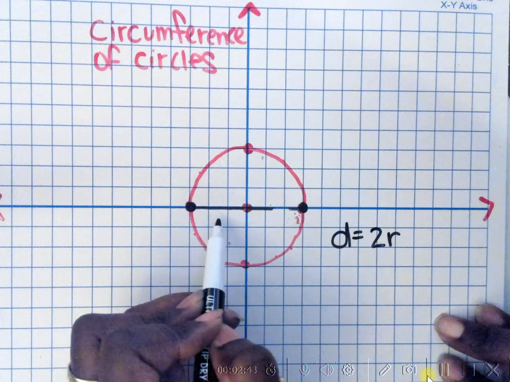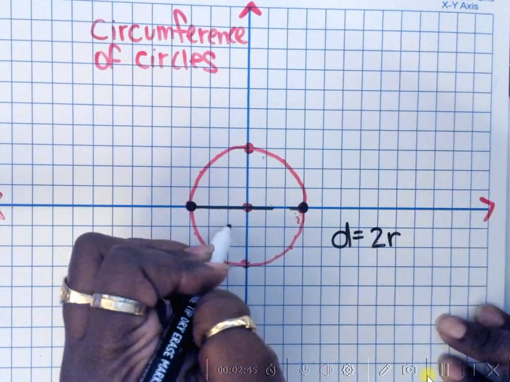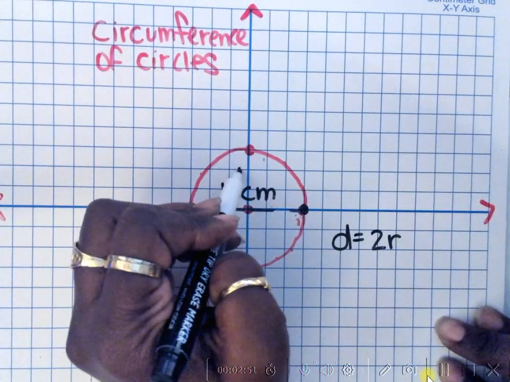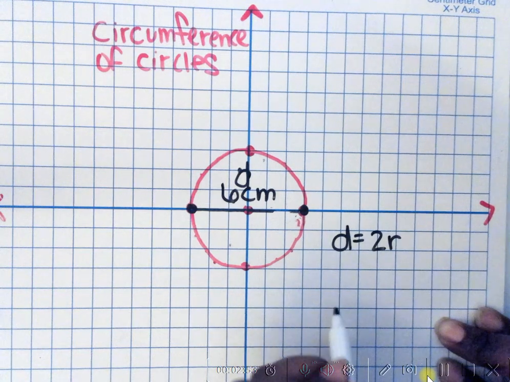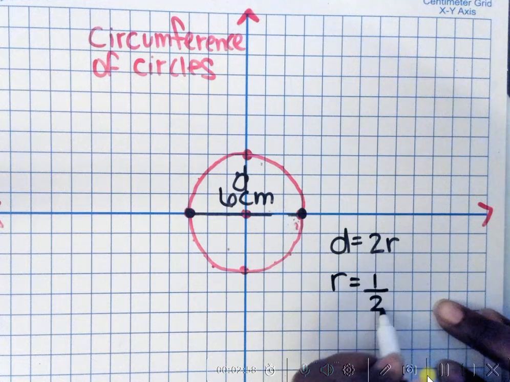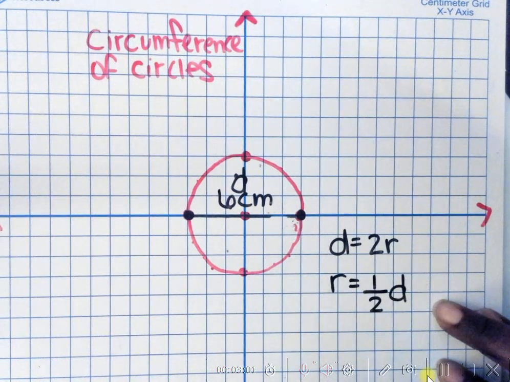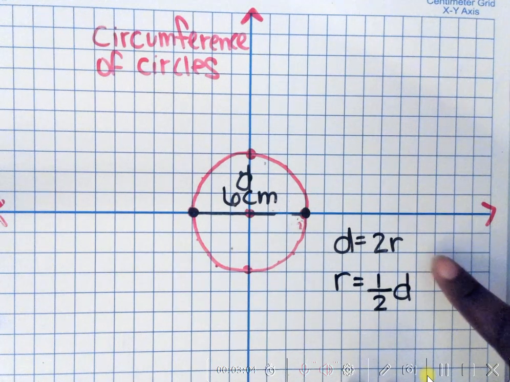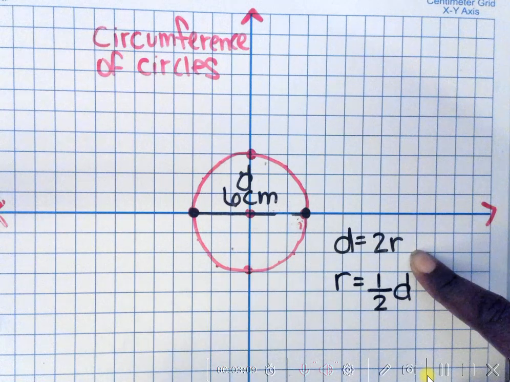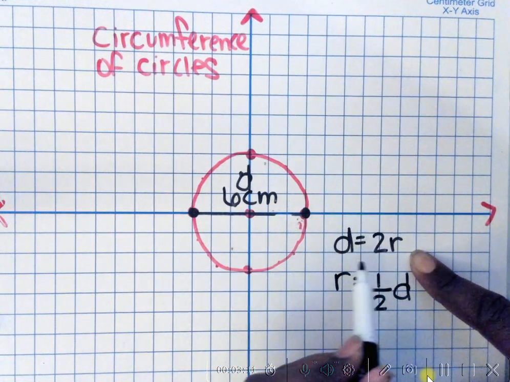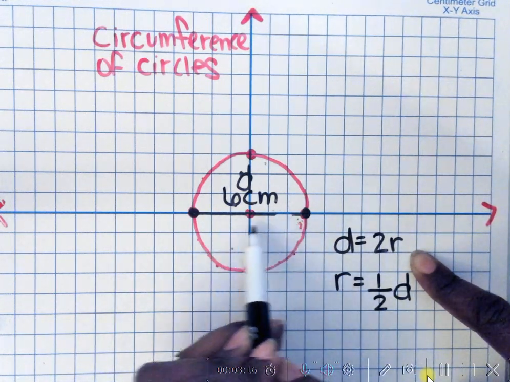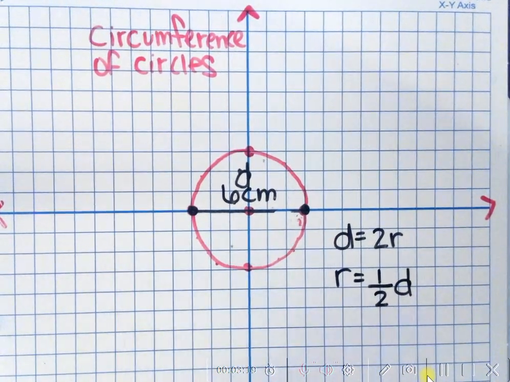So this would be 1, 2, 3, 4, 5, 6. So this is 6 units or 6 centimeters for our diameter. The radius is going to be one half of the diameter. If we want to check these out, one half of 6 is going to be 3. And if we wanted to find the diameter, remember we had 1, 2, 3. So 3 times 2 would give you that 6. So that's important for you to understand, the diameter and the radius.